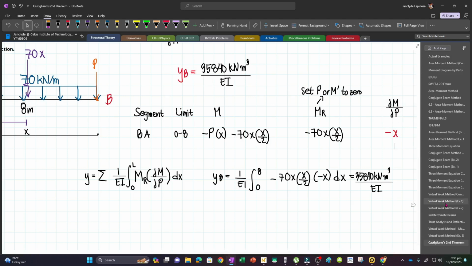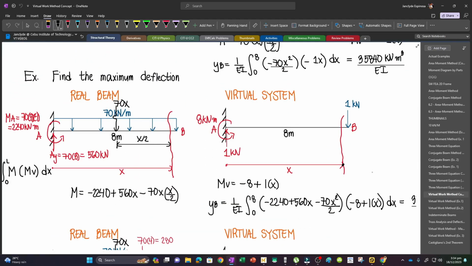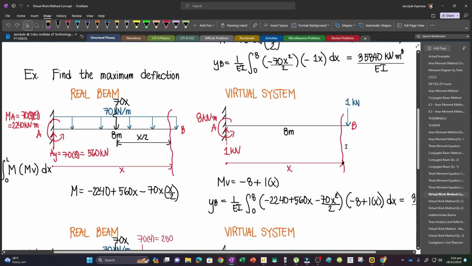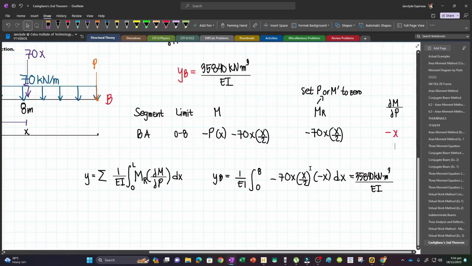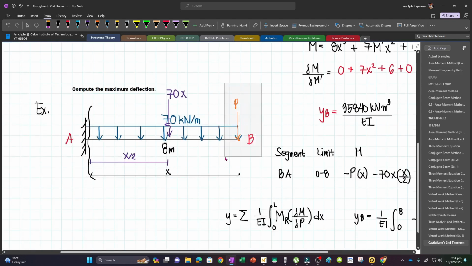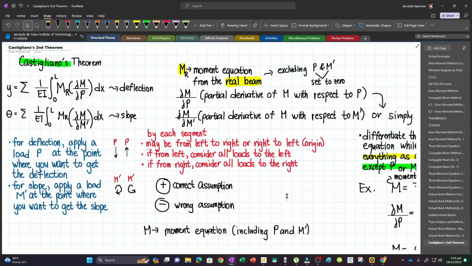Now let's try to look at our virtual work method example. Notice that if we form the moment from the virtual system from here, with the origin here, from b to a, that will simply be 1 times x, or negative 1 times x, which is this. What we get here is just also negative x. And so essentially, these two methods are the same, but if you don't want to draw a virtual system or another beam, this is what you will use. Just apply a load p and then apply these equations for deflection and slope. So whether Castigliano or virtual work is easier, that depends on you. So just use a method that is suitable for you.